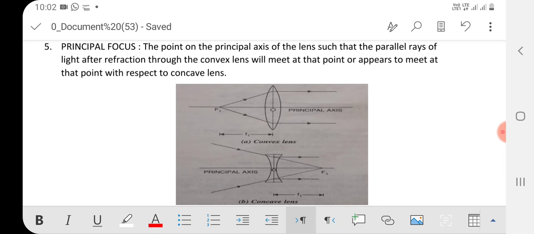traveling from that point, after passing through the convex lens, remain parallel with respect to the convex lens. And with respect to concave lens, any parallel rays of light after refraction will appear to meet at that point, that principal focus. That is called principal focus.